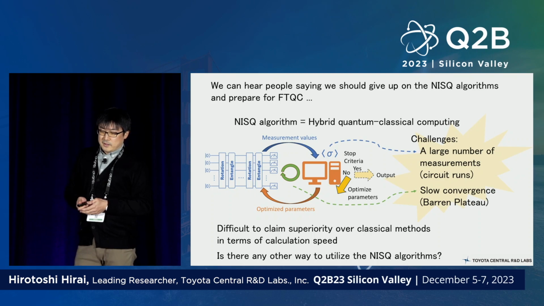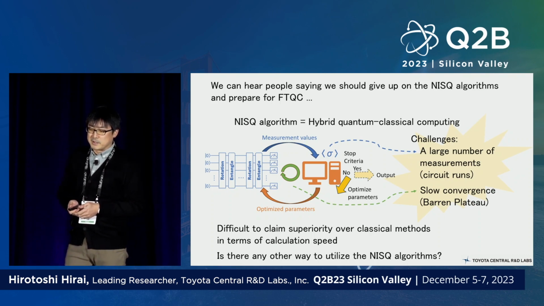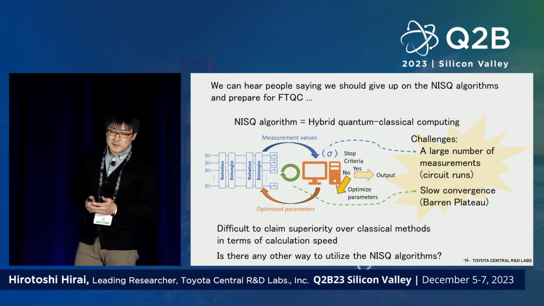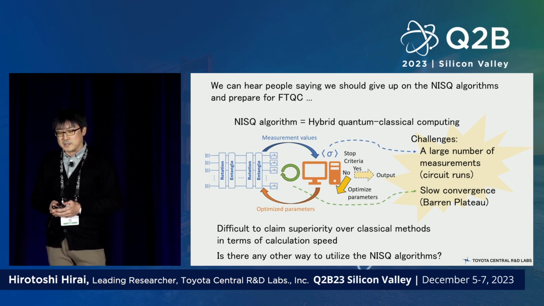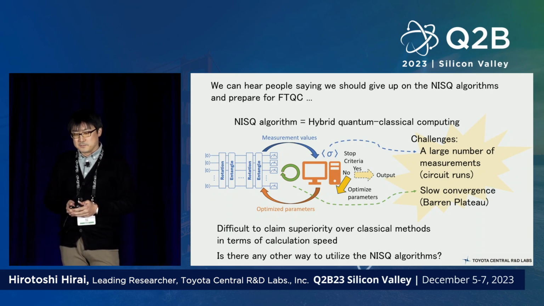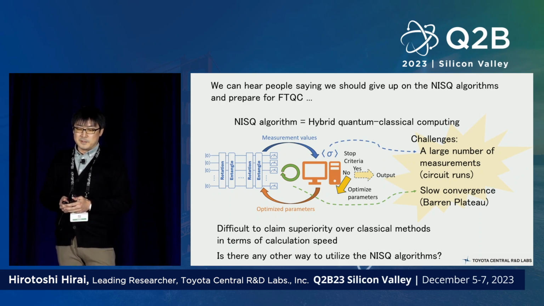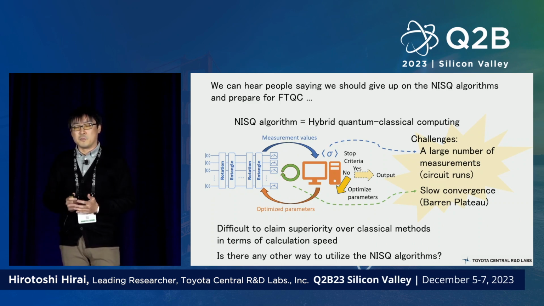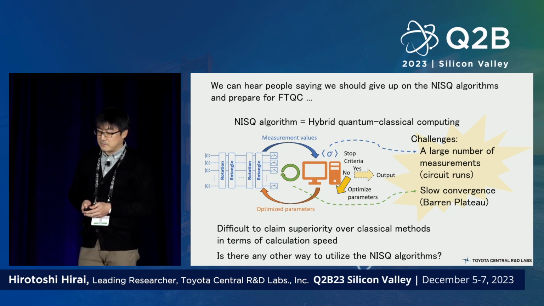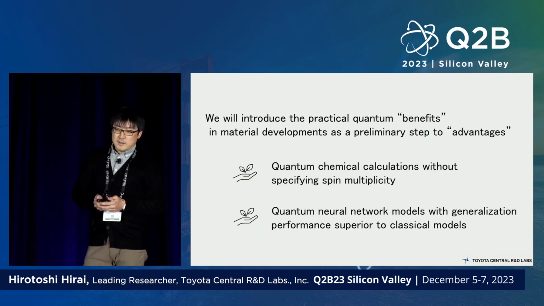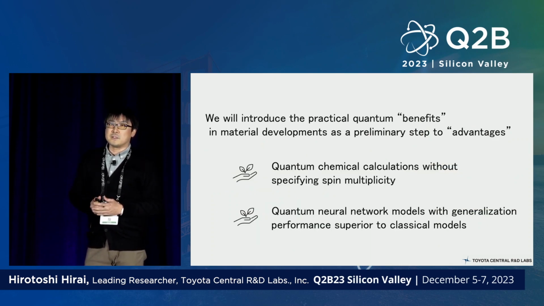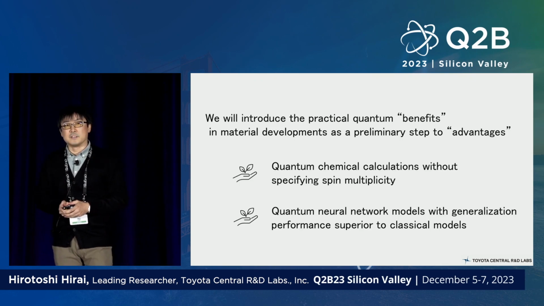We have to repeat this cycle so many times because the convergence is rather slow, because of the Barren-Plateau problem. So it is difficult to claim superiority over classical methods in terms of calculation speed. However, we have explored other ways to utilize NISQ algorithms. So today, I'll introduce two use cases with practical quantum benefit in material development as a preliminary step to advantages.